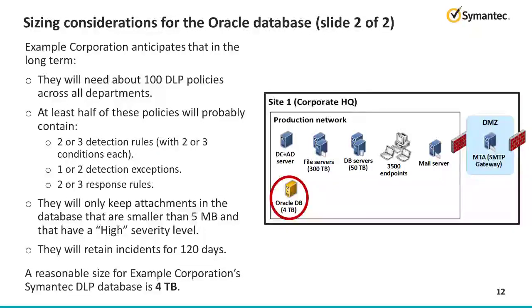In this example, our fictional Example Corporation anticipates that in the long term they will need a total of about 100 policies across all departments. The organization will only want to keep attachments in the database that are smaller than 5 megabytes and that have a high severity level, and they plan on retaining incident records for 120 days. So in the case of this Example Corporation, a more reasonable size for the Symantec DLP Oracle database based on these criteria would be 4 terabytes.